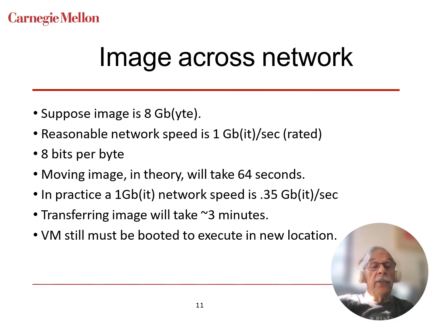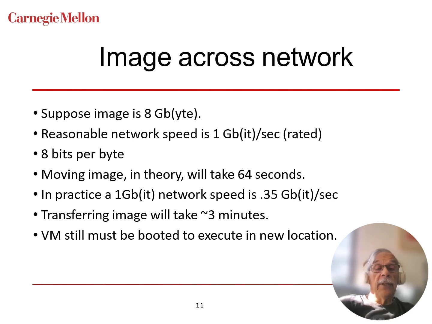So let's talk about timing. Let's suppose the image is 8 gigabytes, not that big. A reasonable network speed is 1 gigabit per second, and that's what it's rated. That's not actually what it is. And there are 8 bits per byte. So networks are rated in bits per second. Images are measured in bytes. So moving an 8 gigabyte image will, in theory, take 64 seconds, 8 bits per byte.